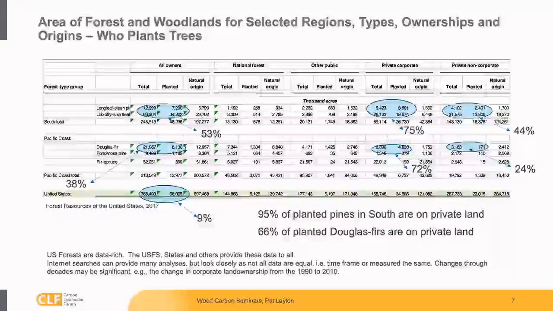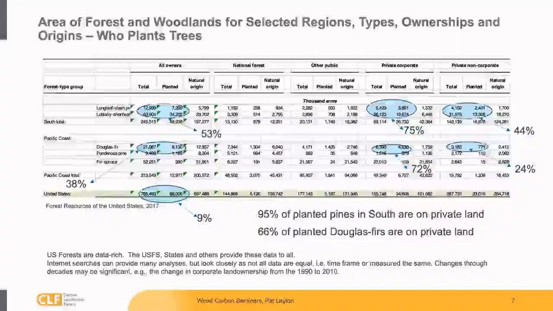Within that, the largest numbers are the southern yellow pines and Douglas fir, and for planted stands, those are 53% for planted pines for all ownerships and 38% for Douglas fir of all ownerships are actual planted pines. The rest are naturally regenerated stands of timber.